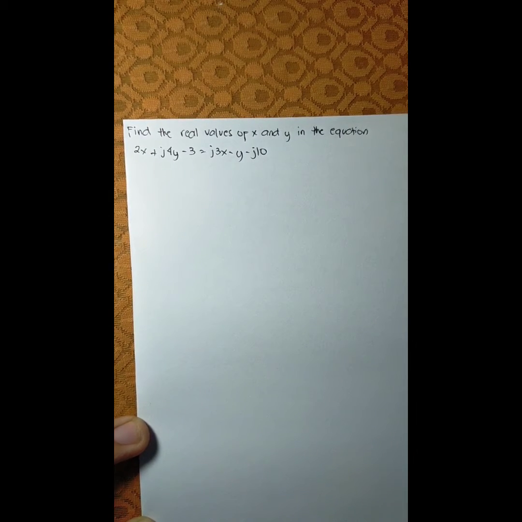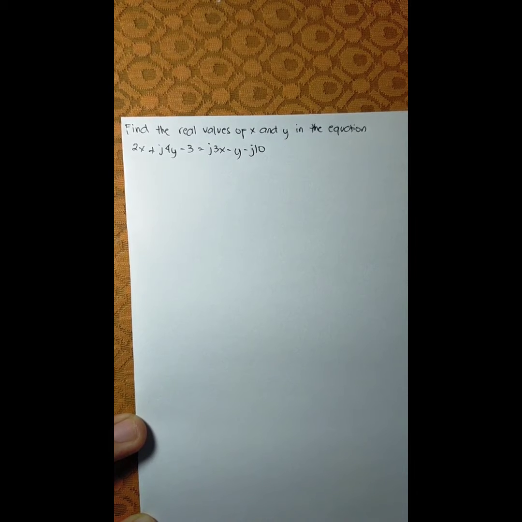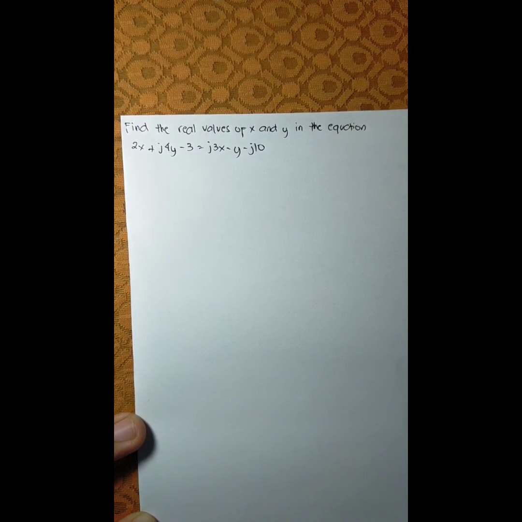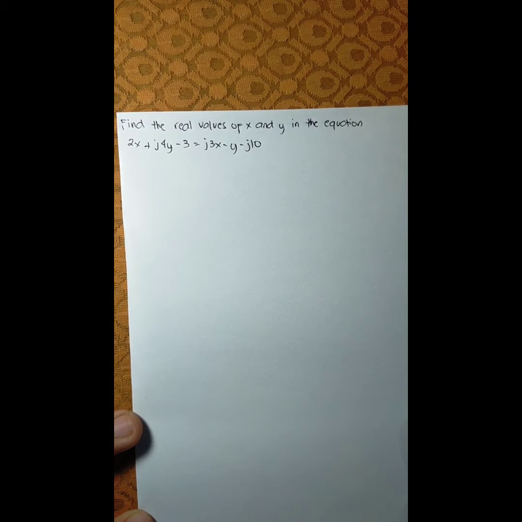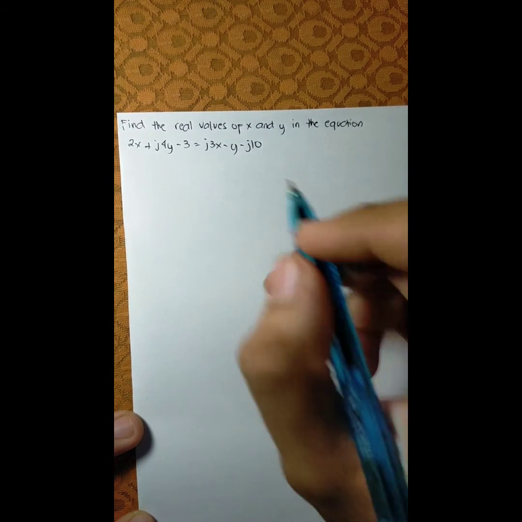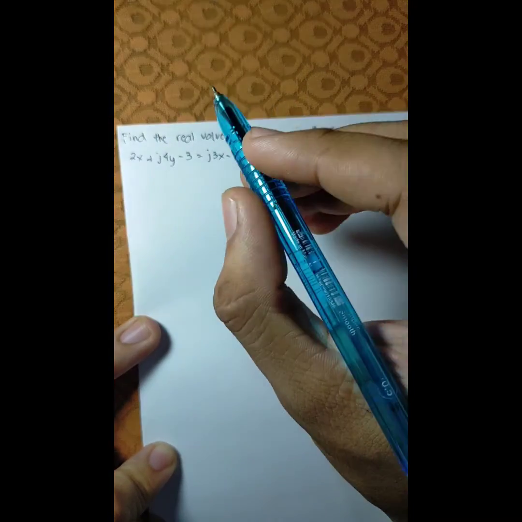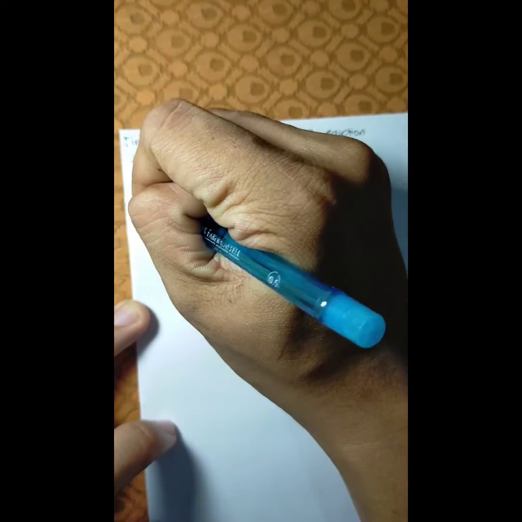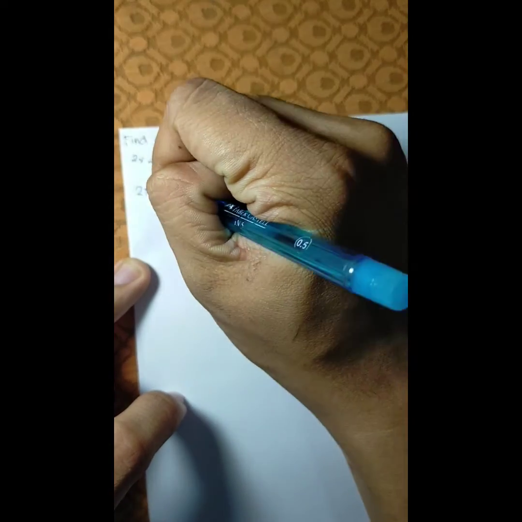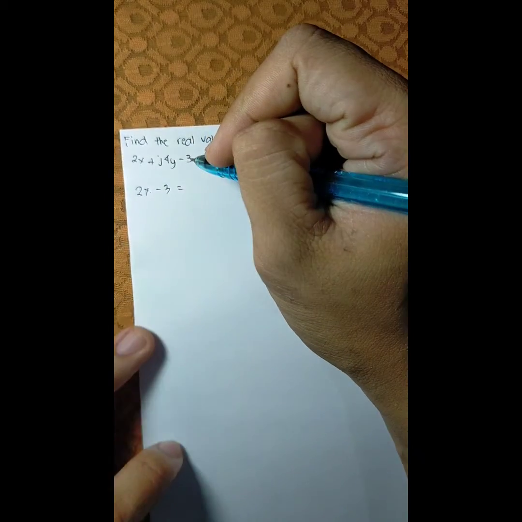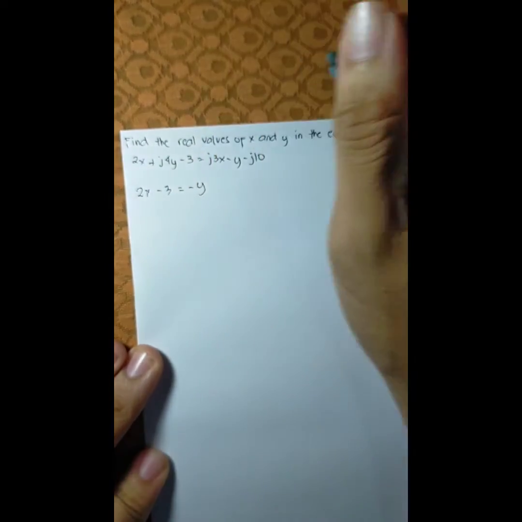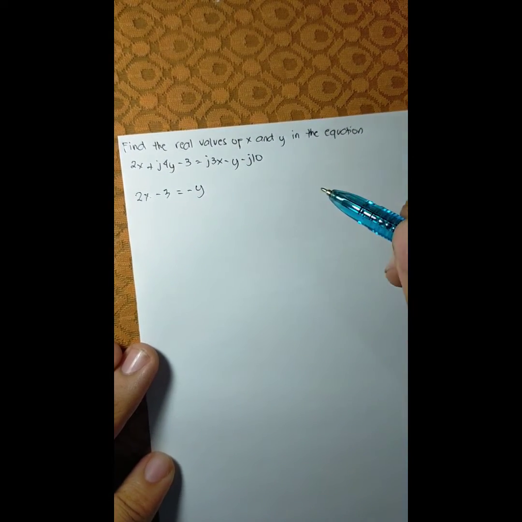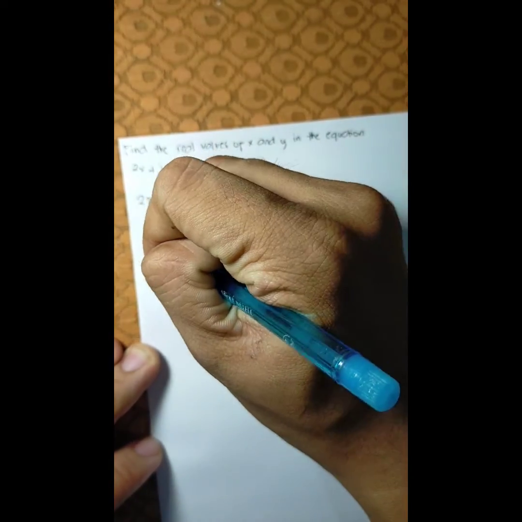So in our third problem, we must find the real values of x and y in the equation 2x plus j4y minus 3 equals j3x minus y minus j10. So first step, we will separate the real values and imaginary values. In real values, we had 2x minus 3 equals negative y. Since it is negative y, we will turn it into positive.